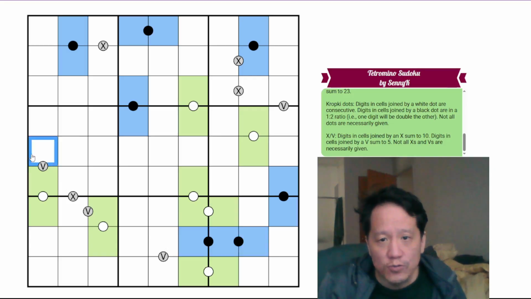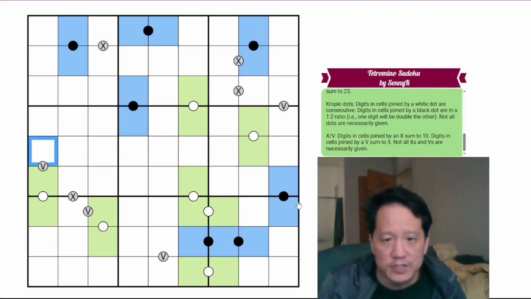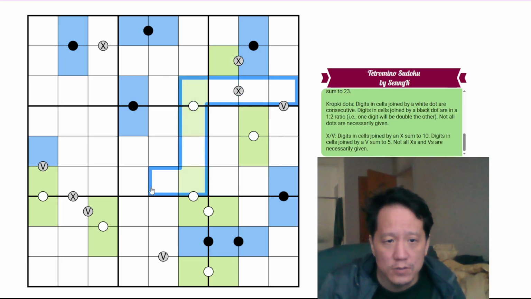So again, the gray dots have one unshaded and one shaded. So this must be shaded here. This must be unshaded here. This must be shaded, so that makes this unshaded here.